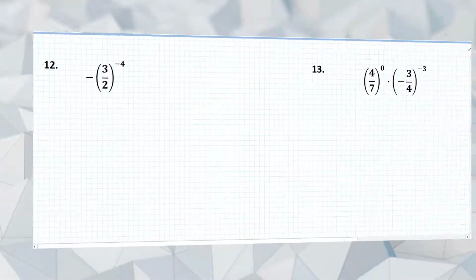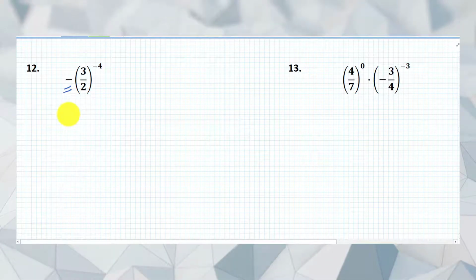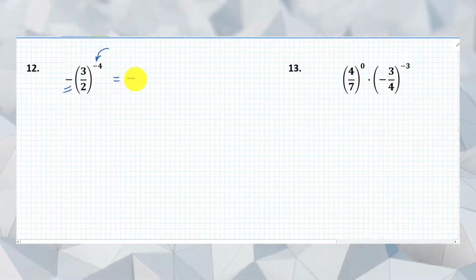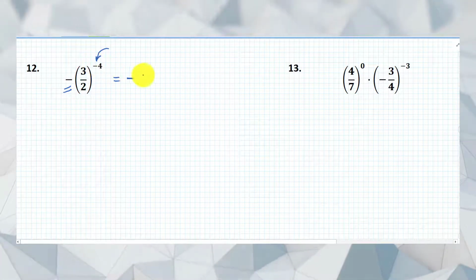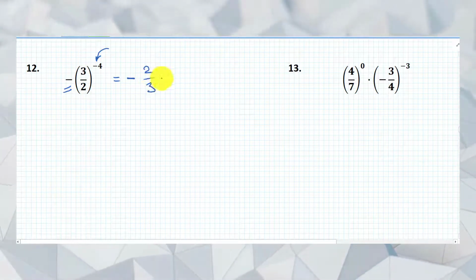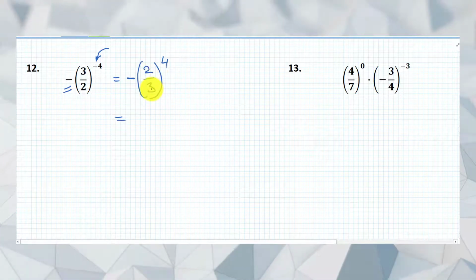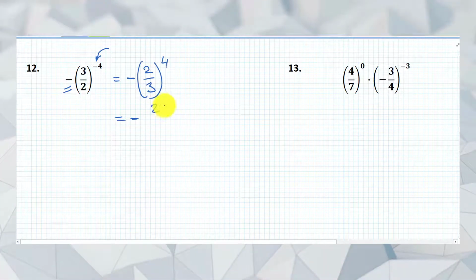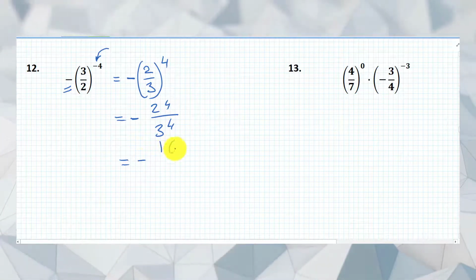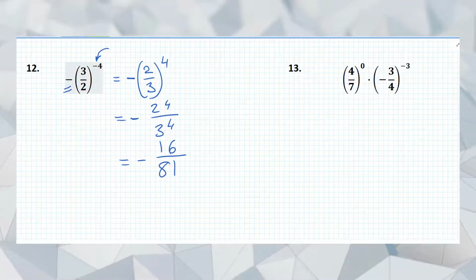Next one. Okay, be careful right here. The negative sign is not part of the base, right? So let's take care of this negative power first. The negative sign doesn't change. The negative power tells you to take the reciprocal of 3/2. That's 2/3. And then the power becomes positive. And then you raise both sides of the fraction to the 4th power. So it's 2 to the 4th over 3 to the 4th. So 2 to the 4th is 16, 3 to the 4th is 81. Here we go. I'm going to leave 13 for you.